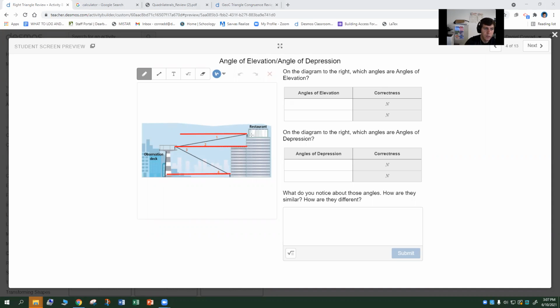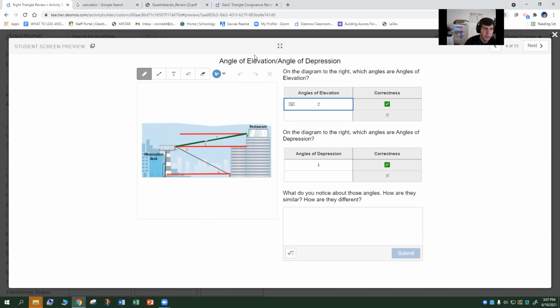Okay. So the guy on the restaurant, if he looks down towards the observation deck, that would be an angle of depression because it's below the horizontal. So 1 is an angle of depression because it's below the horizontal. Okay. If we're the guy on the observation deck and he looks up, that's going to be angle 2, and that's going to be an angle of elevation because he's looking above his horizontal line.